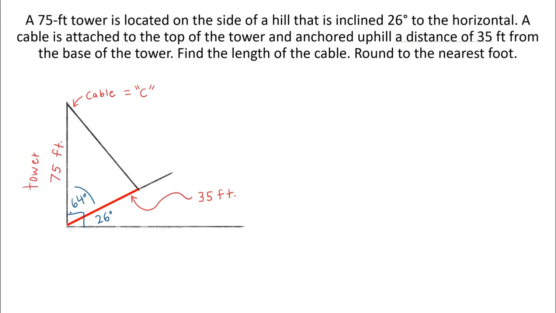Now I have two sides of a triangle and an angle included between those two sides. With that information, we can use the law of cosines to solve for c. Using the law of cosines, we have c squared is equal to a squared plus b squared minus 2ab times the cosine of c. Now, obviously, we're going to have to let this angle be angle c because it is opposite side c over here.